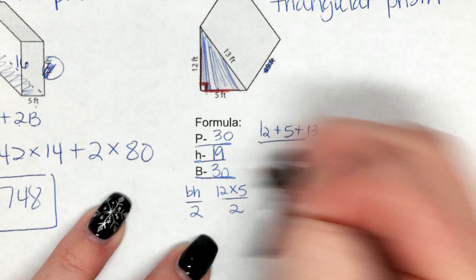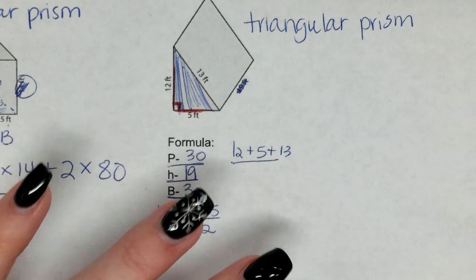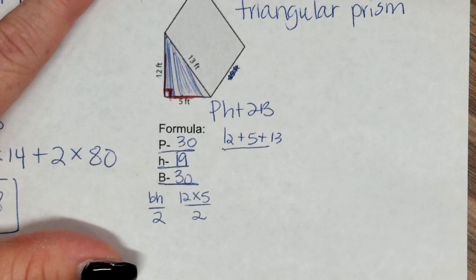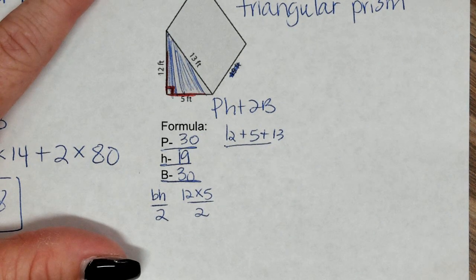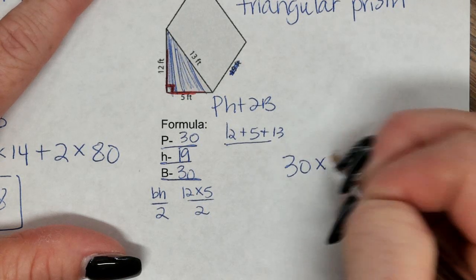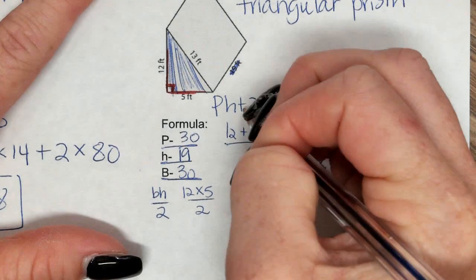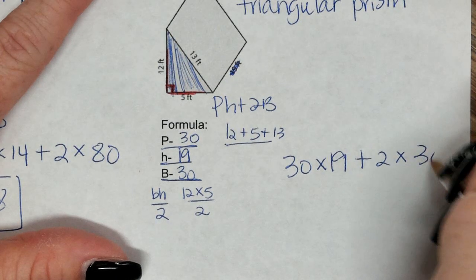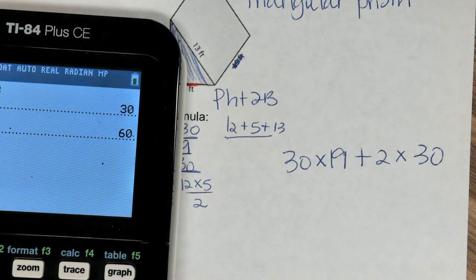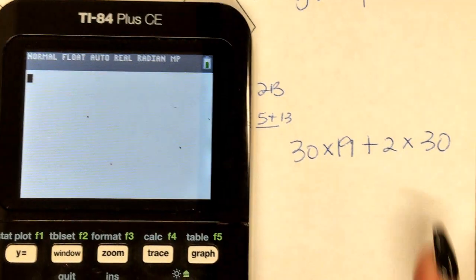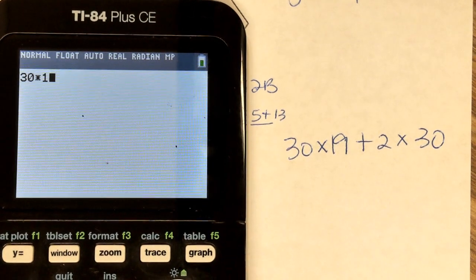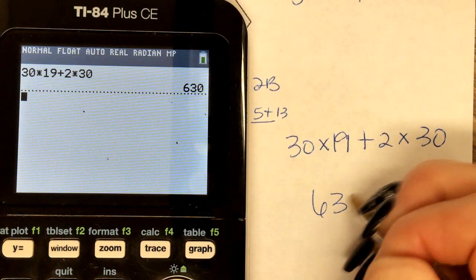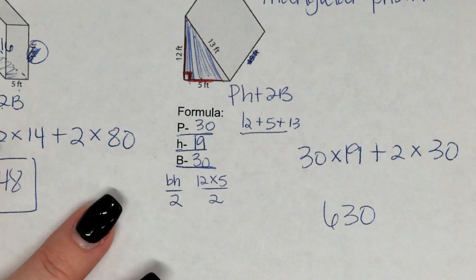Now do I have all the pieces I need? Yes. Oh, we forgot to write the formula. PH plus 2B. So I'm going to do P, 30, times H, 19. Plus sign, 2 times B, 30. And the answer is 630.